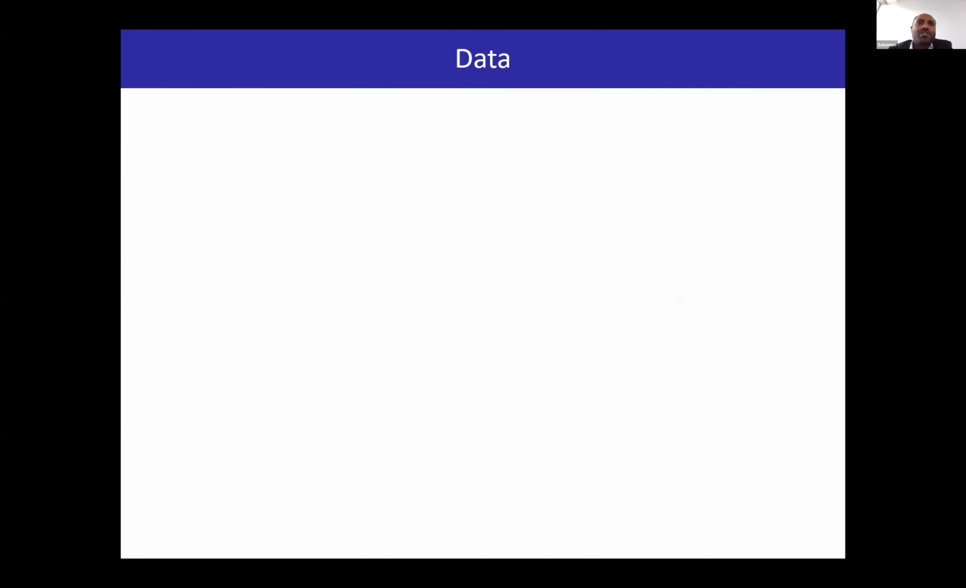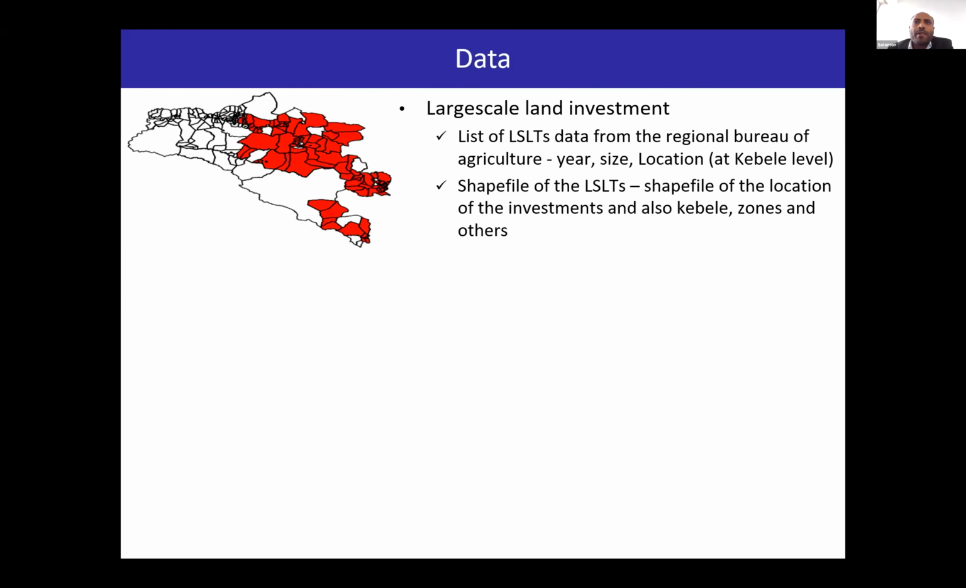to deforestation. The data we have is of three types. The first is data on the large-scale land investments, and we got two data sets on this. One is the list of large-scale land transfers from the Regional Bureau of Agriculture. The main variables are the year when the land was contracted, the size of the land transferred, and also the location down to the Kabale level, zone level, and district level.